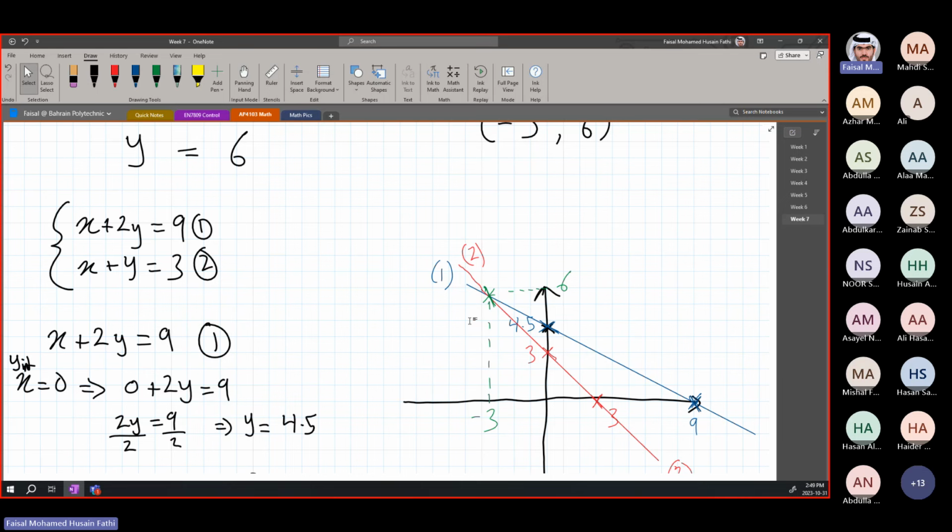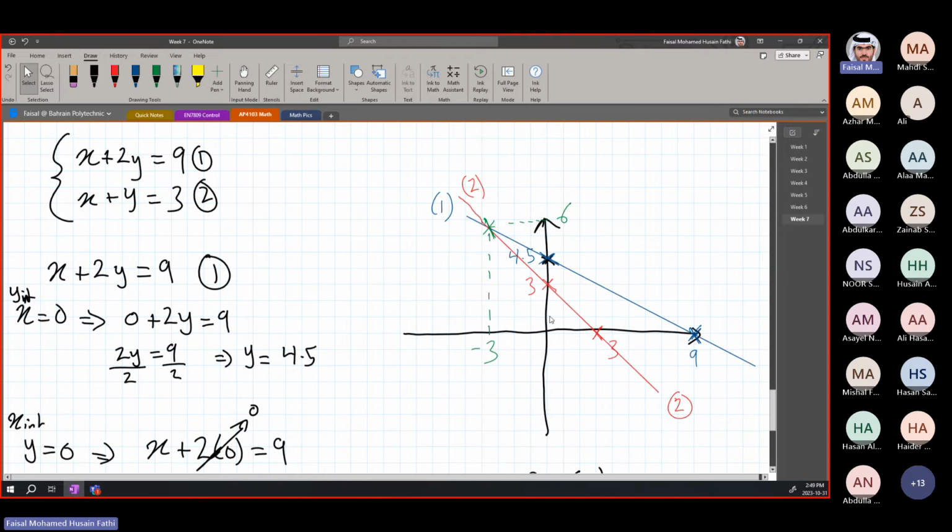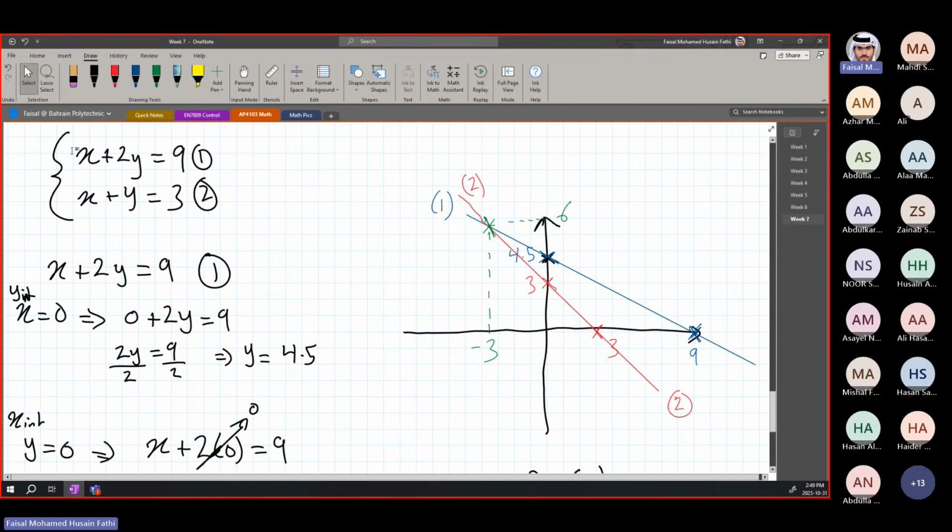Why do we have to plot the second equation? Yeah, you have to. The question is asking to sketch the graph and find the solution. So when you're sketching the graph, you have to sketch both line 1 and line 2. We have to plot both graphs. That's the idea of simultaneous equations. You have two graphs, and you need to find the solution, which you can find either by substitution or elimination.